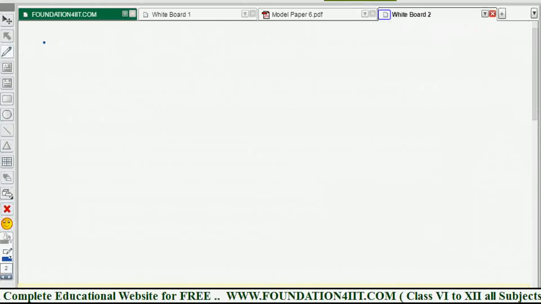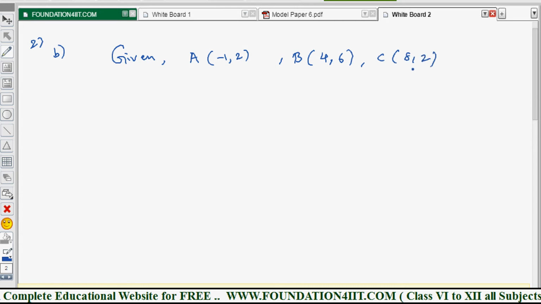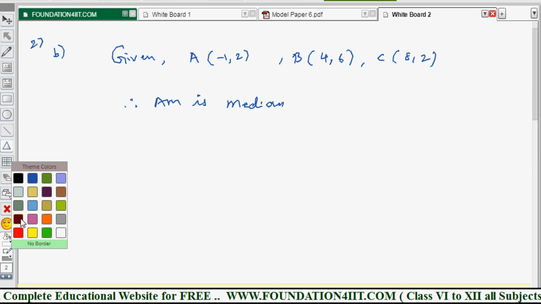Then from this question, the given coordinate points: A is (-1, 2), and B is given as (4, 6), and C is (8, 2), right? These three are given, and AM is the median in the triangle. So if you take the triangle also, the same will be obtained.